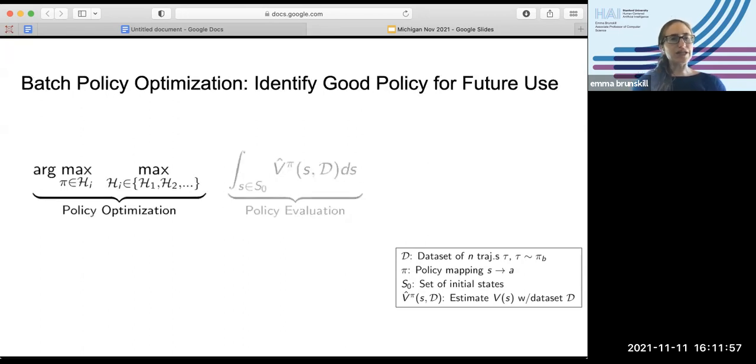The second question is policy optimization, which is we don't care just about evaluating one single decision policy, but we care about actually trying to find a good policy for the future. And I want to start by talking about one way that we've thought about doing this, and then I'll talk about both some policy evaluation questions and policy optimization questions, focusing on the optimization.